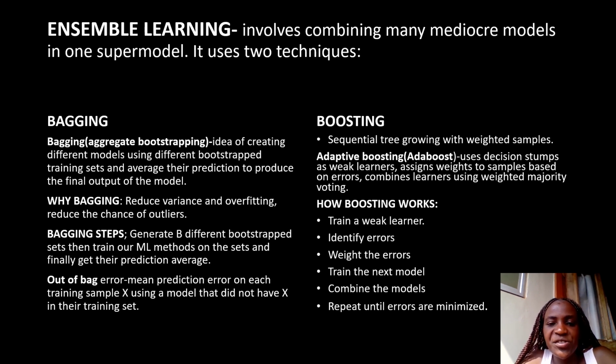So boosting, which is sequential tree growing with weighted samples. So bagging is kind of parallel, then boosting is sequential. So boosting has other boosts, that's adaptive boosting, which uses decision stumps as weak learners, assigns weights to samples based on errors, then combines learners using weighted majority voting. How boosting works is that you train a weak learner, then you identify errors, you weight the errors, train the next model, then combine the models, repeat until errors are minimized.